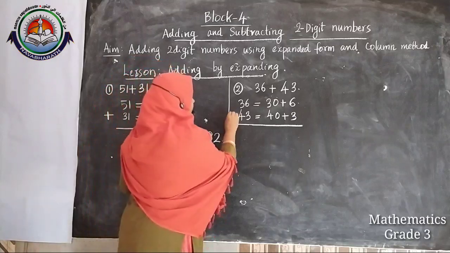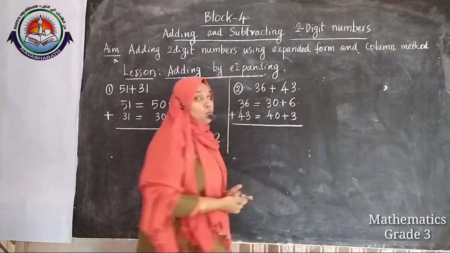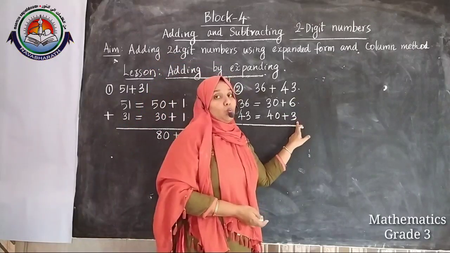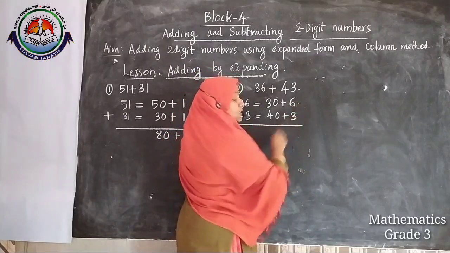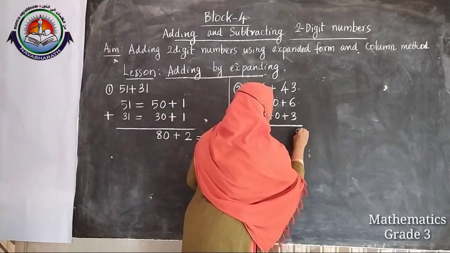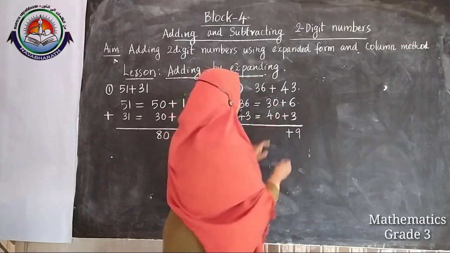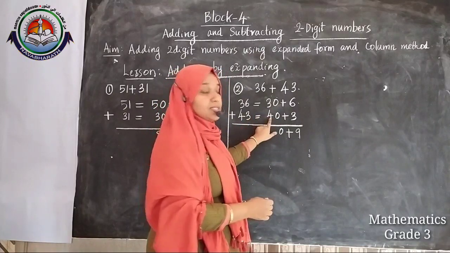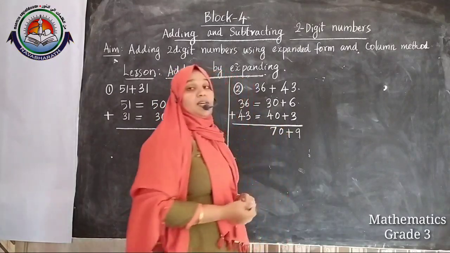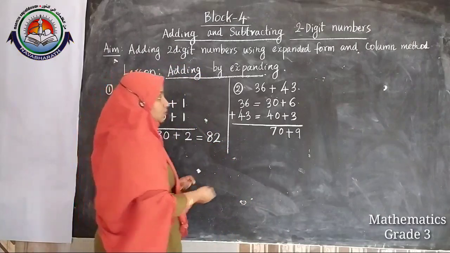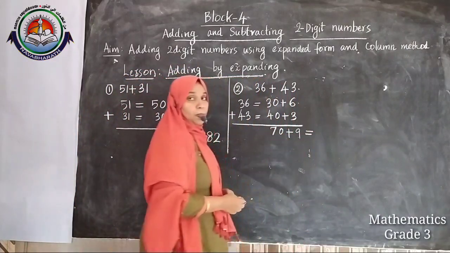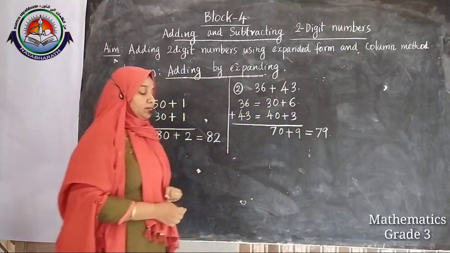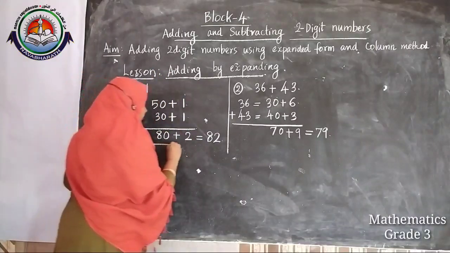How to add, children? First you add the ones. Don't add the tens first. First add the ones. What is 6 plus 3? It is 9. Then put a 0 here. What is 30 plus 40? 3 plus 4 is 7, so 30 plus 40 is 70. What is this 70 plus 9? It is equal to 79. Consider another example.